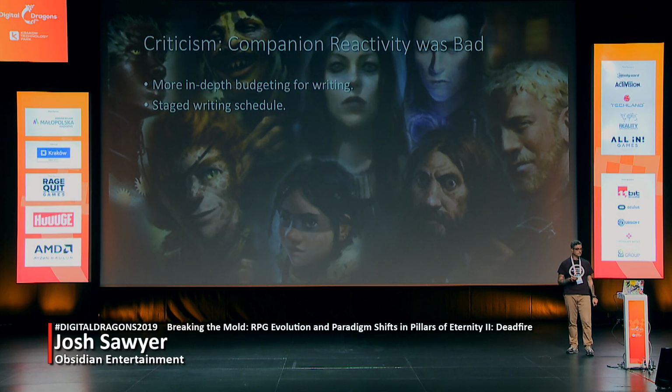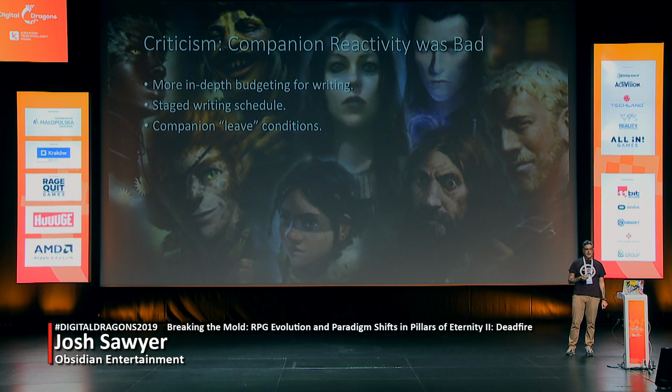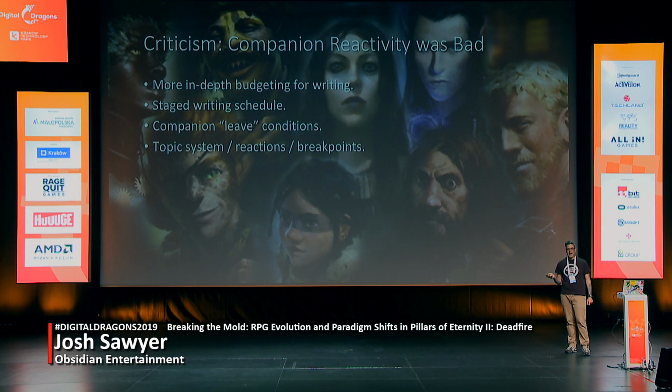We also included companion leave conditions. Companions were no longer going to follow you to the ends of the earth. If you pissed them off, they would get into an argument with you. They might just get up and leave immediately. But they were unique to each character, and it added a lot of depth to them that was lacking in the first game. And then the final thing is that we added a new topic system with reactions and relationship breakpoints. This did not work very well. I think it was a cool idea, and I'm going to talk more about it later.